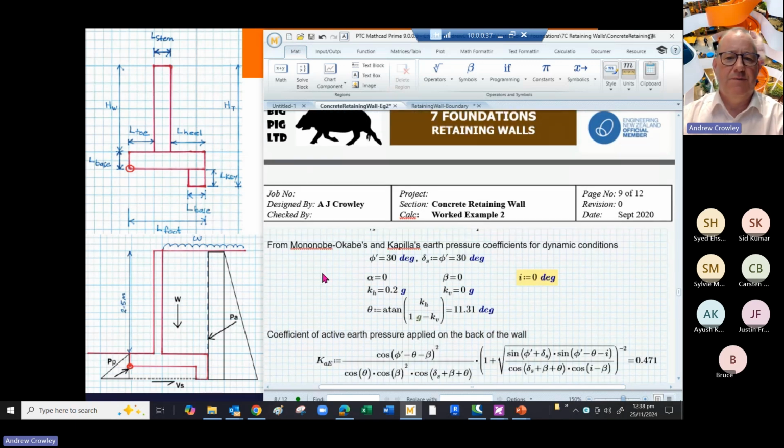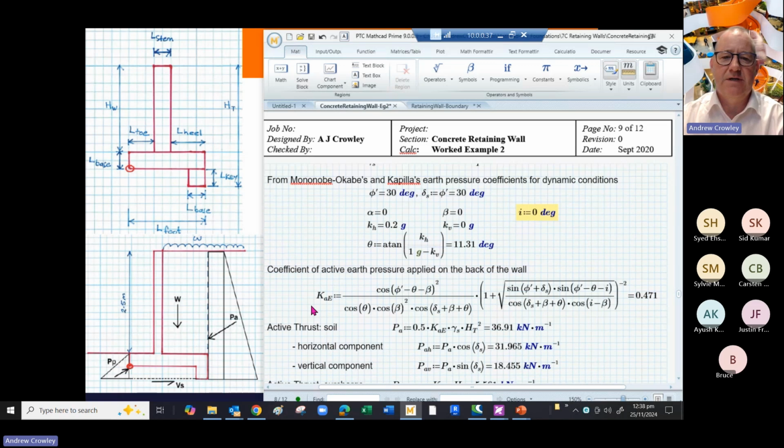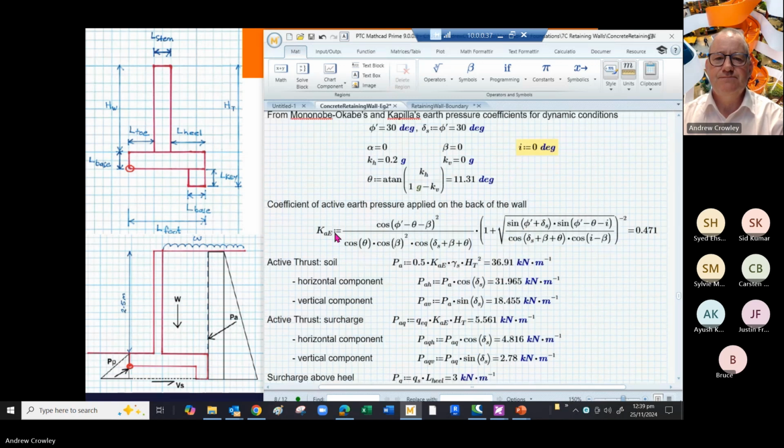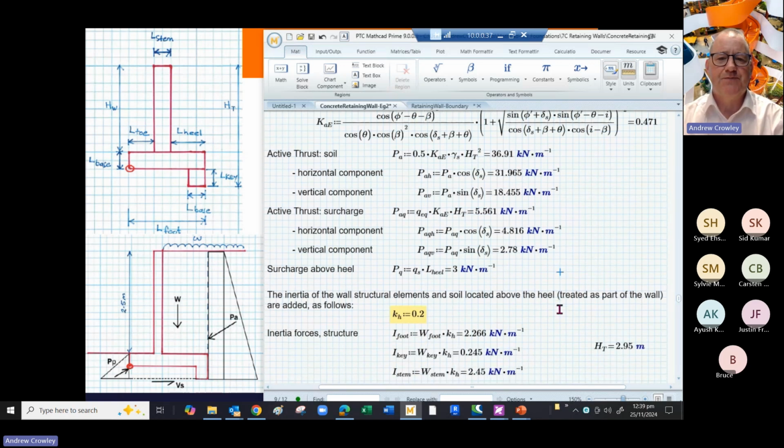From the Mononobe-Okabe earth pressure coefficients, we can calculate that the active earth pressure coefficient, KAE, is 0.471, as we've seen before from this very large equation. And that's popping in this value theta. You get the theta to take into account the acceleration due to gravity of the earthquake load. From that, you can calculate the active thrust due to the soil, the active thrust due to the surcharge, and then the surcharge above the heel, which is potentially restoring.